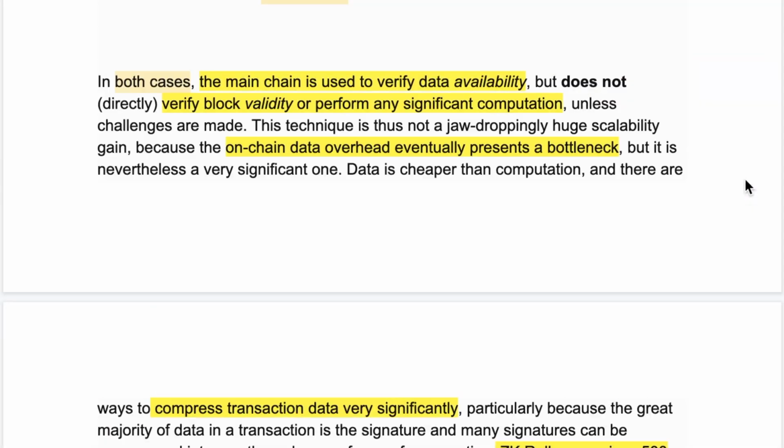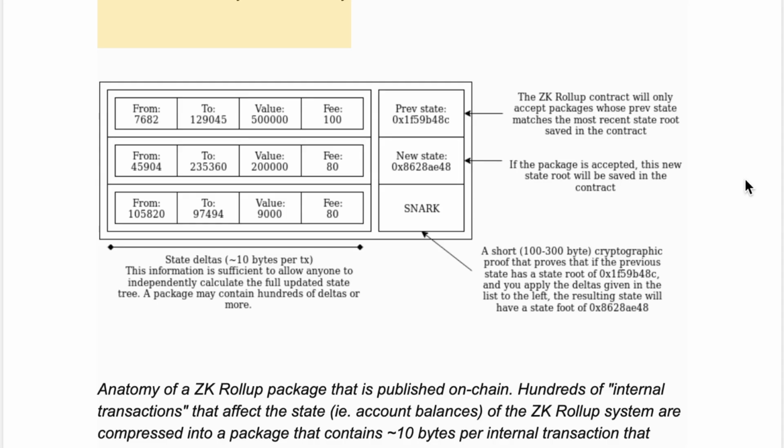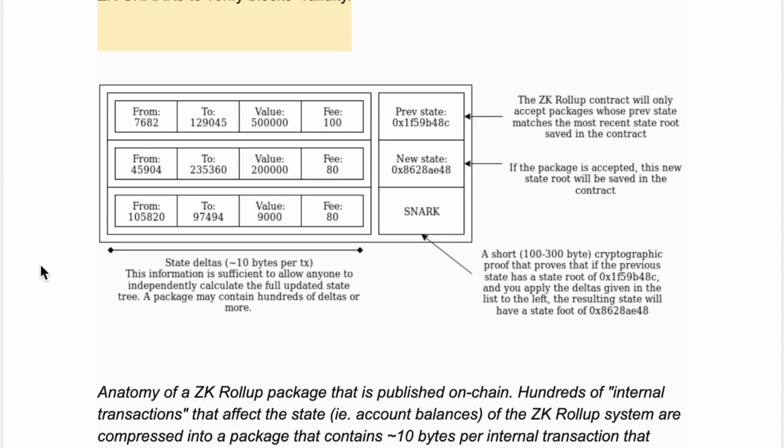Now, that's basically what we looked at before with this table here, with the state deltas here on the left. And basically, these state deltas are information that is sufficient to allow anyone to independently calculate the full updated state tree and make sure that it's correct. And on the right side here, with the previous state and the current state and the cryptographic proof that proves that the previous state has a state root and so on.